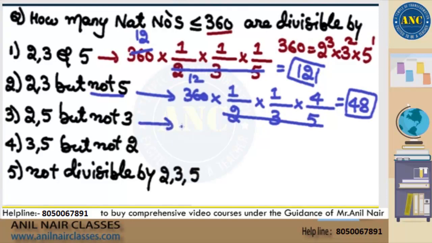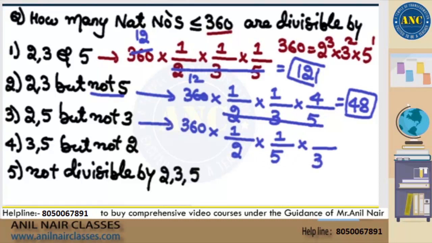Next one, 2, 5 but not 3. Out of 360 numbers, for every 2 numbers, one number is divisible by 2. Out of every 5 numbers, one number is divisible by 5, but not 3. Not 3 means for every 3 numbers, one is divisible by 3, 2 are not divisible by 3. 10 5s are 30, 30 12s are 360, 12 2s are 24. This is another method.